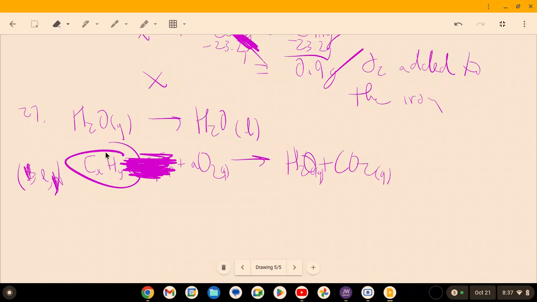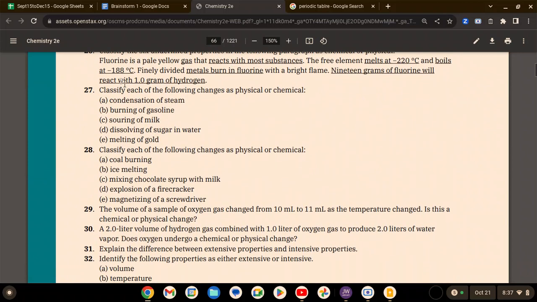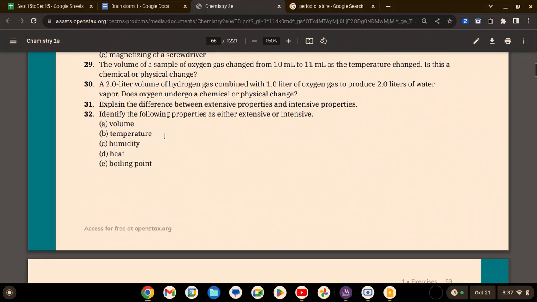31. Explain the difference between extensive properties and intensive properties. So usually when I think extensive, I think external. Intensive, I think internal. So let's make sure I have that correct. Sorry, I keep forgetting to go back here. So the last one, classification of each of the following changes as physical or chemical. Physical, chemical, and physical as a consequence. Physical. All right, sorry, 31, explain the difference between extensive and intensive.